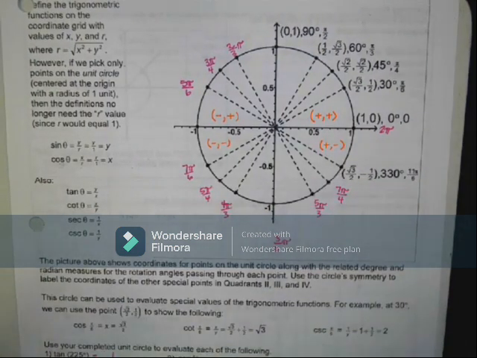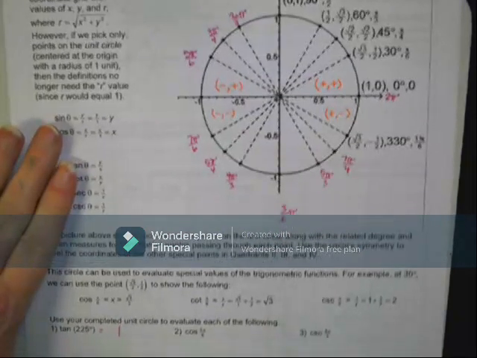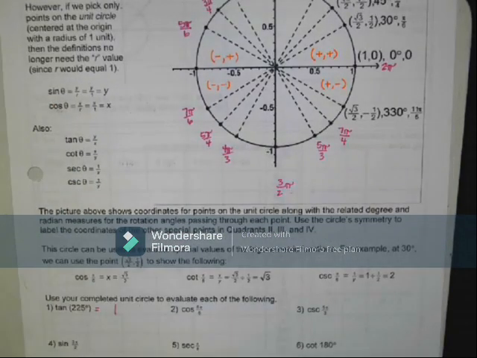Now, I do have to check because I was using a reference angle of 45. In quadrant 3, is tangent positive or negative? Tangent's positive in quadrant 3. Remember, all students take. So in quadrant 3, tangent's positive, so it is positive 1.